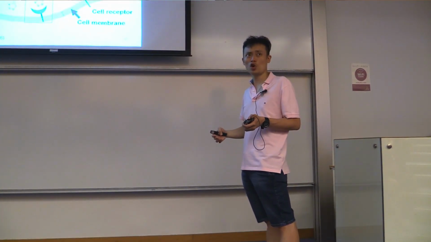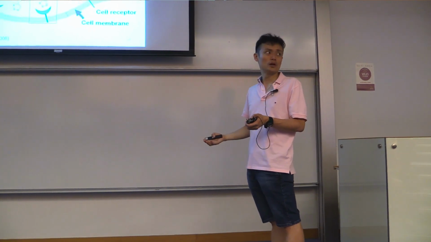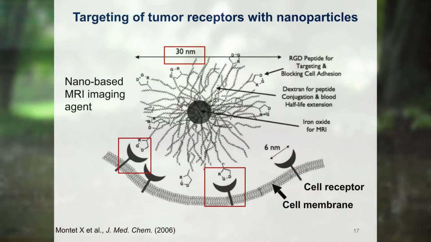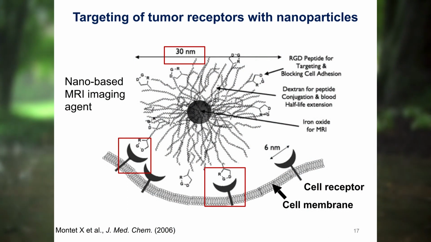I'm not sure, have you heard of the word targeted therapy? Targeted therapy means that if we can selectively deliver drugs or image cells that are more cancerous than the other types of cells, then potentially we can do less harm to the cells that you don't want to hurt with the drug. You're only going after the cancer cells, right?